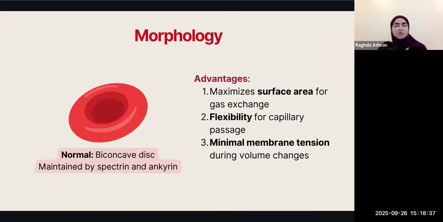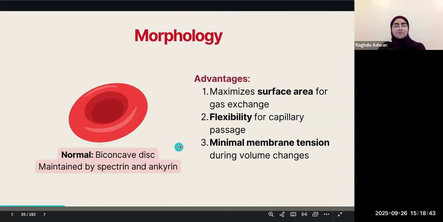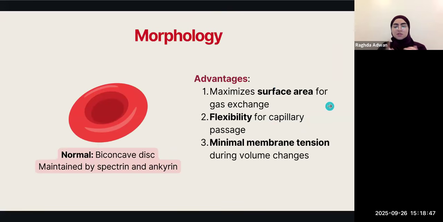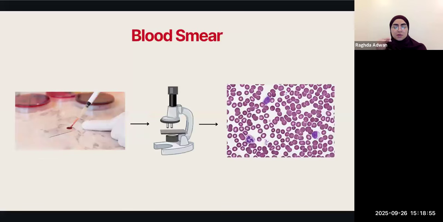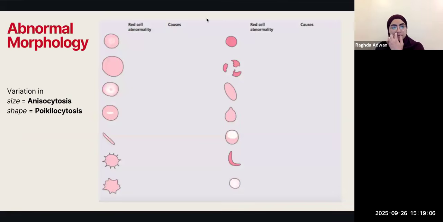So just a reminder of the normal morphology of a red blood cell. It's a biconcave disc. What is it maintained by? Spectrin and ankyrin, as we already just discussed, and the other membrane proteins, but these are the most important. The advantages are the surface area, the flexibility, and the fact that it reduces membrane tension. So before we get into the different morphologies or the different appearances of red blood cells when they're abnormal, just remember how we're looking at them. We're taking a blood smear, looking at it in a microscope, and then we're looking at the smear of blood.